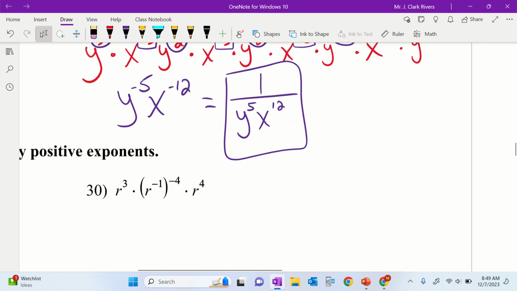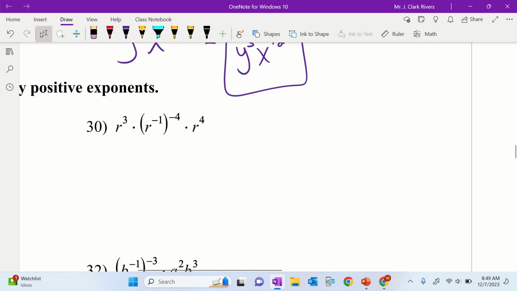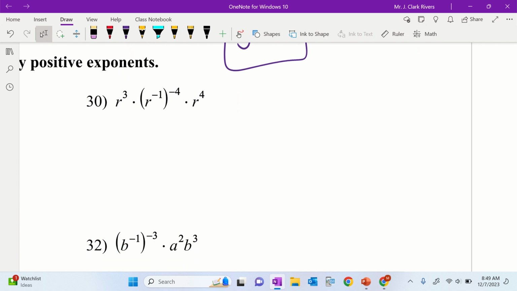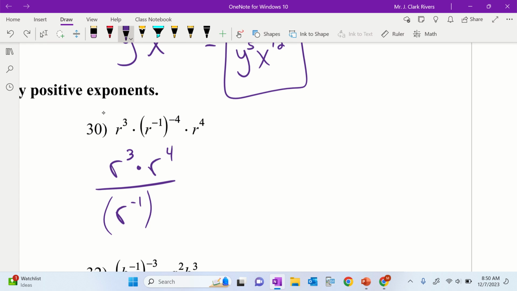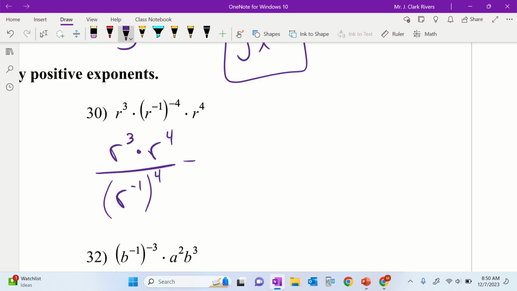Okay. R to the power of 3 multiplied by r to the power of negative 1 to the power of negative 4 times r to the 4th. So let's keep the positive exponents where they're at. R to the 3rd times, this is a positive exponent too, r to the 4th. We're going to drop this down, and it becomes still r to the power of negative 1 to the power of negative 4. Ooh, this is, oh, sorry, to the power of positive 4 now, excuse me. You move it to the other side. Okay.